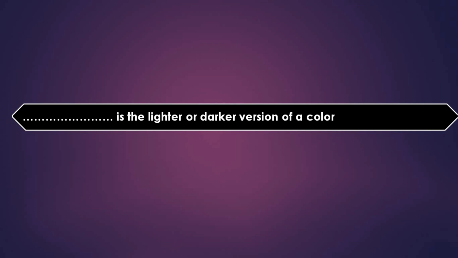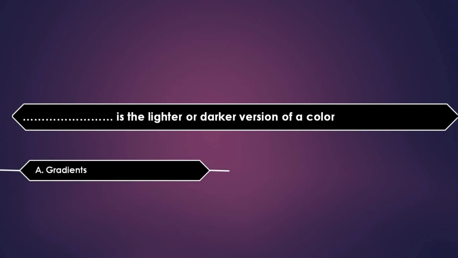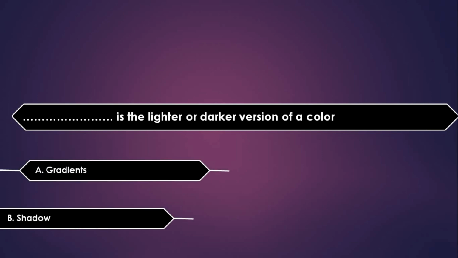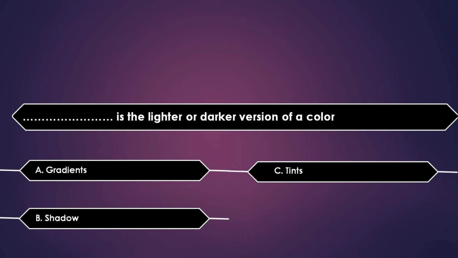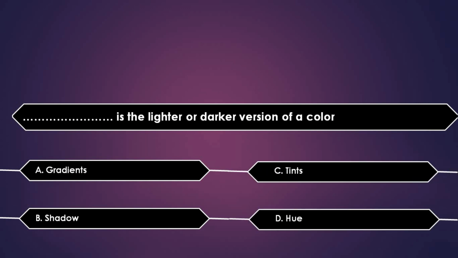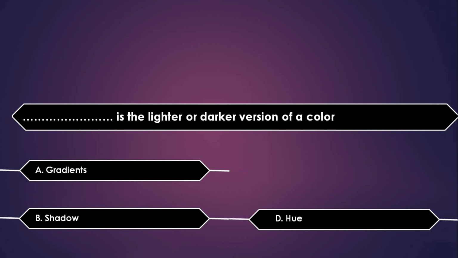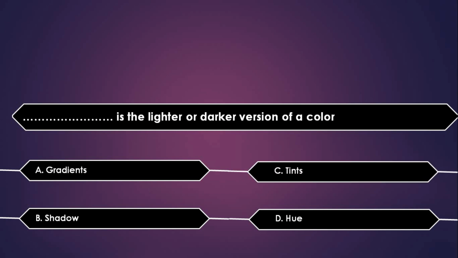Dash is a lighter or darker version of a color. A. Gradients, B. Shadow, C. Tints, D. Hue. The right answer is Tints. Tints is a lighter or darker version of a color.